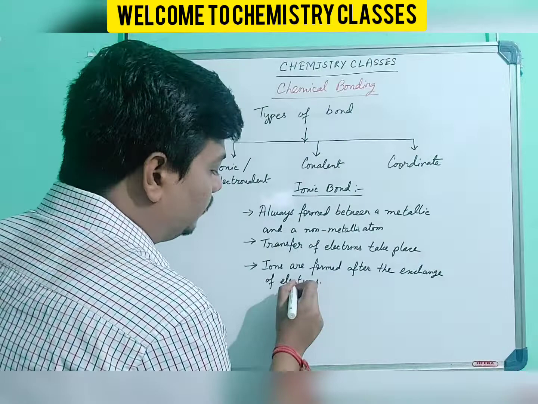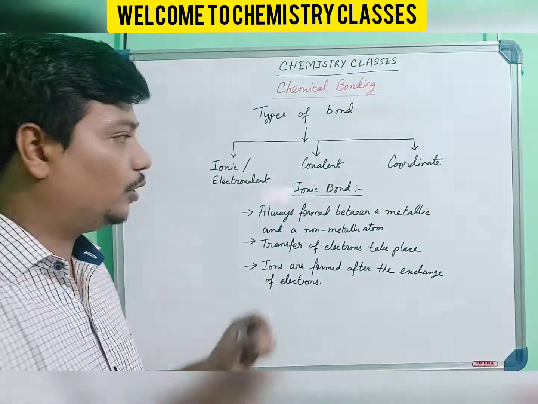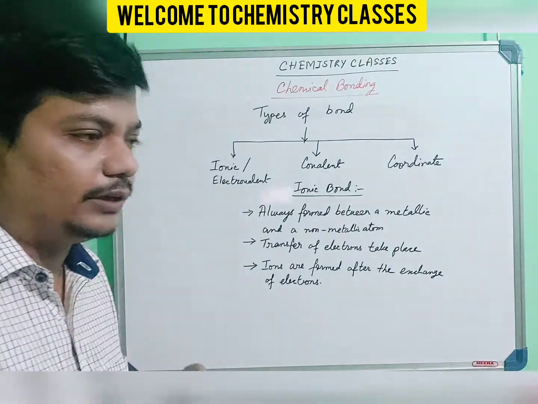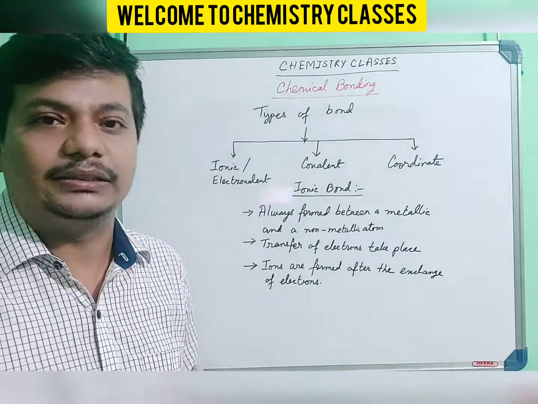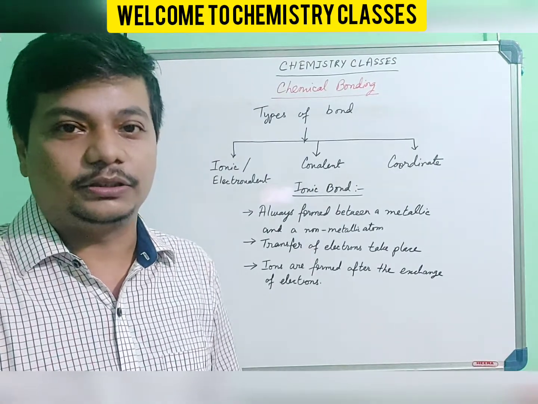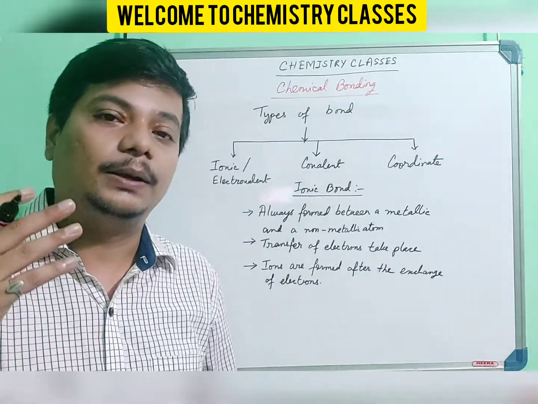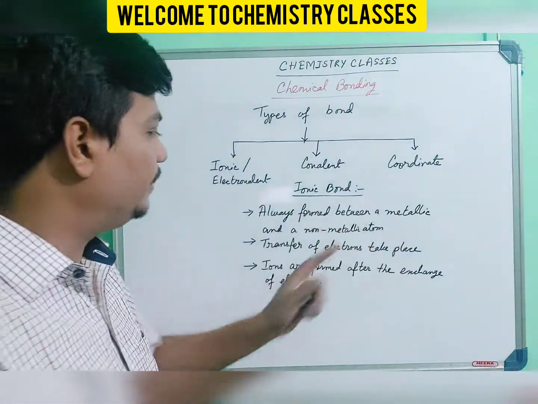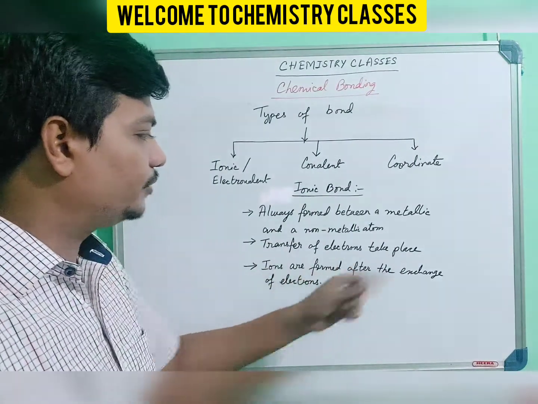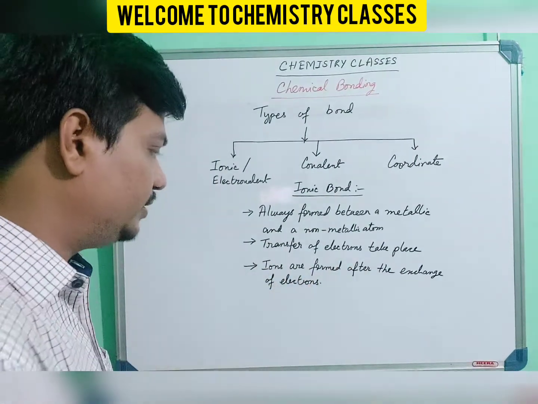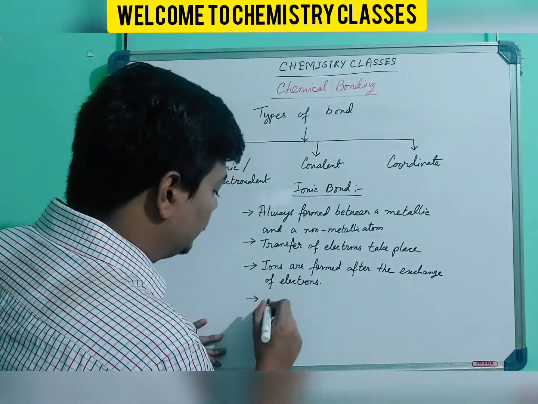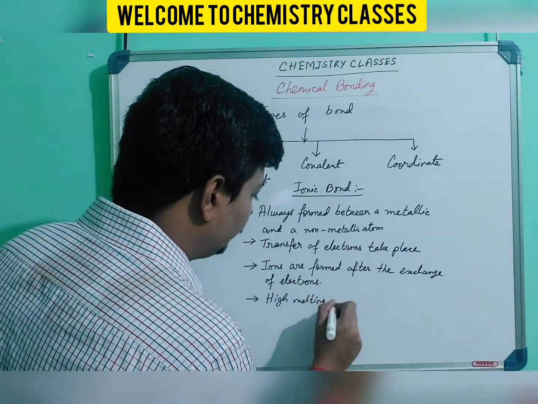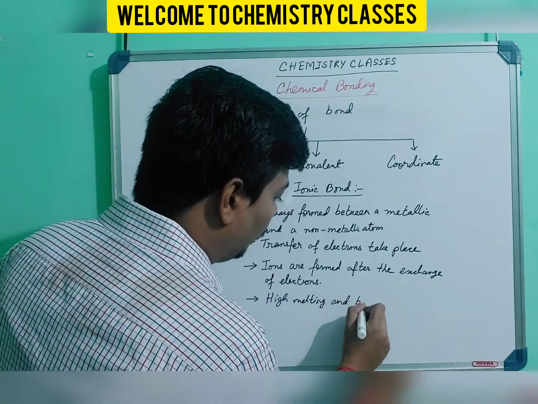I am going by the very basic concepts of these particular bonds. In your book you will find a variety of definitions written, but I am not going by the definitions because your books are already there for the definitions. I am trying to convey to you the basic concepts behind these bonds. The first one is always formed between a metallic and a non-metallic atom. Transfer of electrons takes place. Ions are formed after the exchange of electrons. And another property is high melting and boiling point.